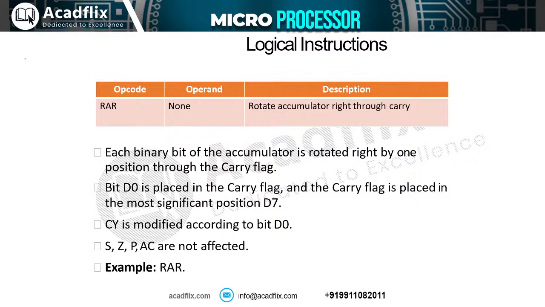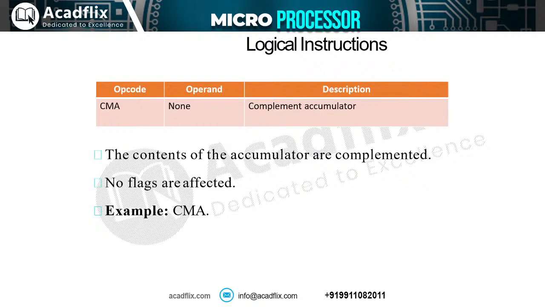These four are different instructions: RAL, RAR, RLC and RRC. Understood? We have four kinds of rotate instructions. Then we have logical instructions, that is compare, complement accumulator. CMA means complement accumulator. No flags will be affected because we are simply complementing the accumulator.